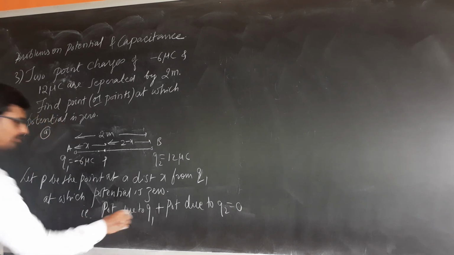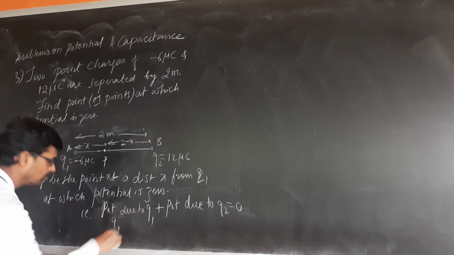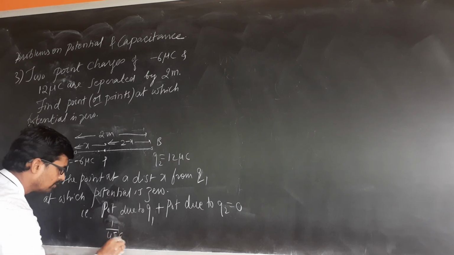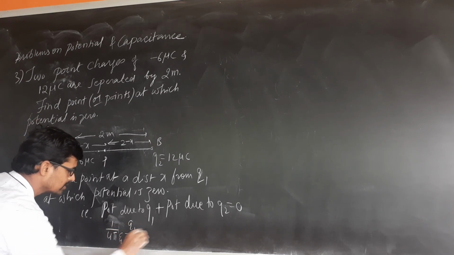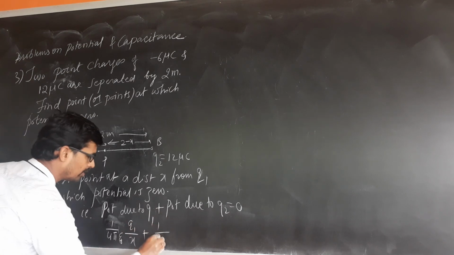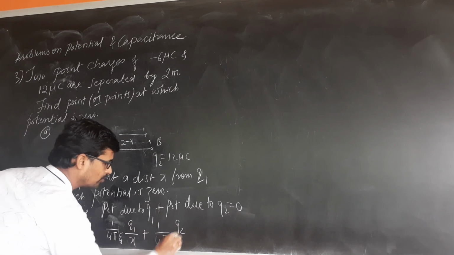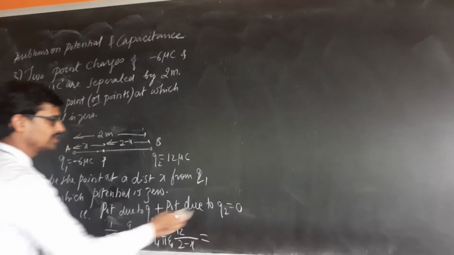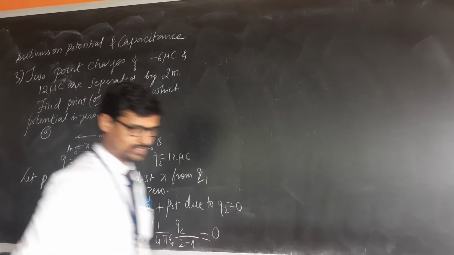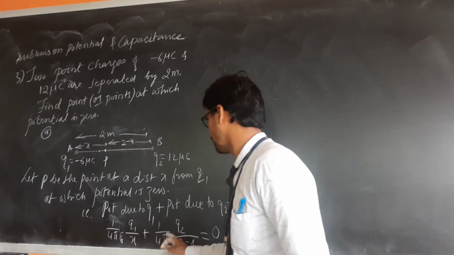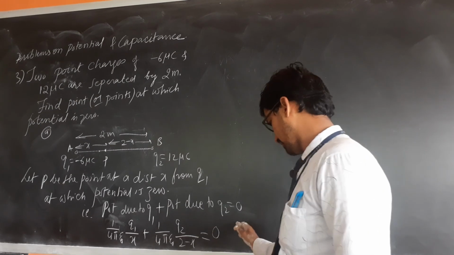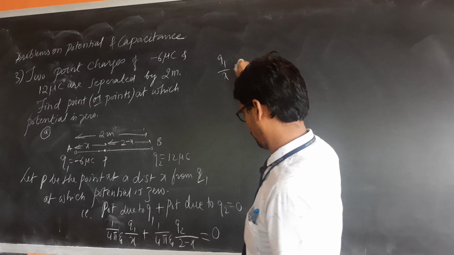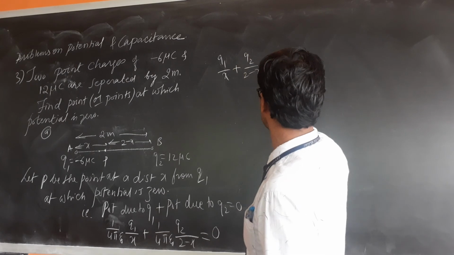Now the potential due to Q1 is 1 by 4 pi epsilon naught Q1 upon x. This is 1 by 4 pi epsilon naught Q2 upon 2 minus x. Total potential is 0, so we put 0 here. Let us see how to simplify. 1 by 4 pi epsilon naught is common and will cancel, so what remains is Q1 upon x plus Q2 upon 2 minus x is equal to 0.